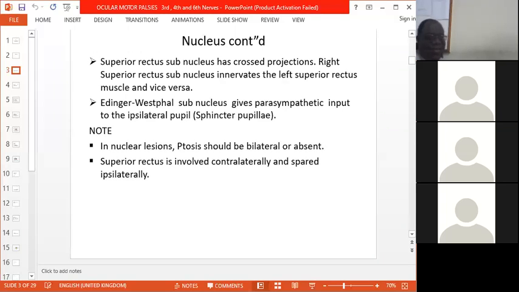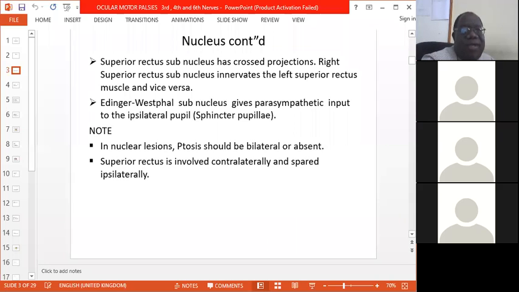Agree. In nuclear lesions, ptosis should be bilateral or absent. In the nuclear lesions, ptosis should be as crossed projections. Vice versa. There are lesions. But why should it be superior rectus subnucleus? Superior rectus is correct. The subnucleus gives parasympathetic input to the sphincter pupillae.